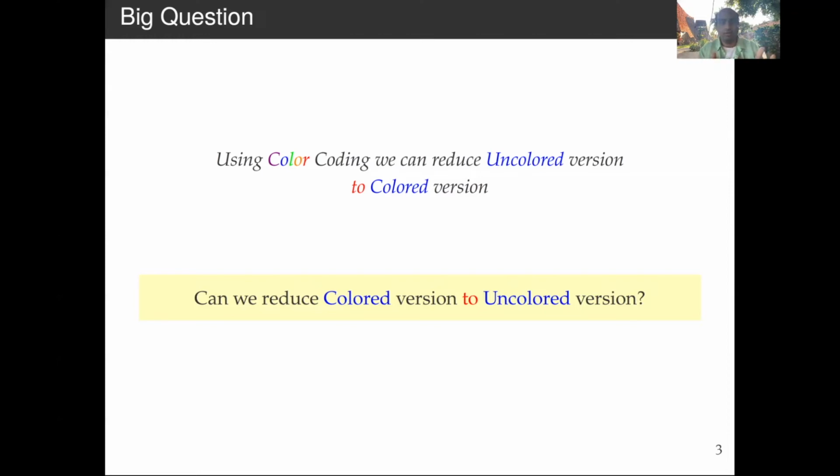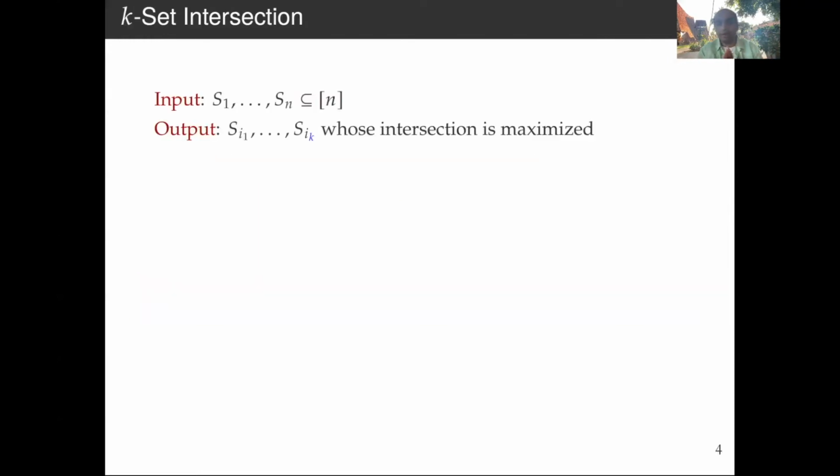And in this talk, I'm going to focus on the set intersection problem and show that indeed, yes, we can go from the colored version to the uncolored version, which at a high or abstract level says that we can reverse color coding for this problem. So let's again focus on the set intersection problem. Here we are given a collection of sets and we want to find k sets in our collection whose intersection is maximized. And I will do a quick literature survey as to what is known for this problem.